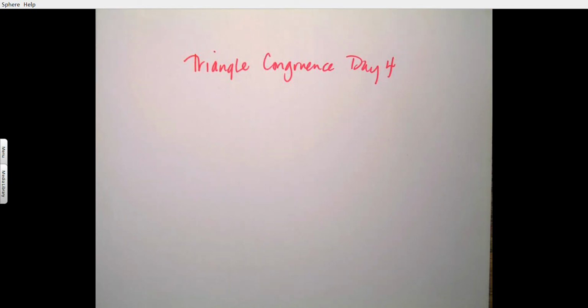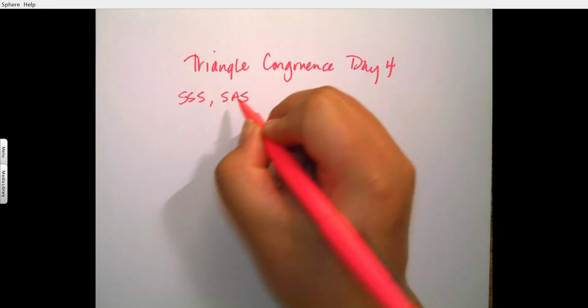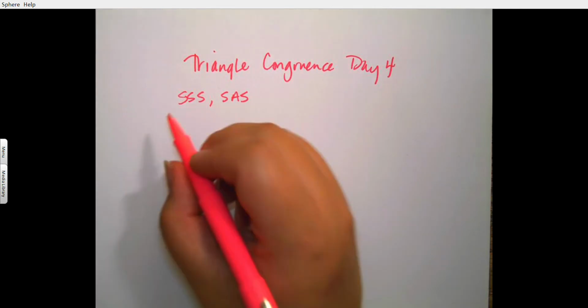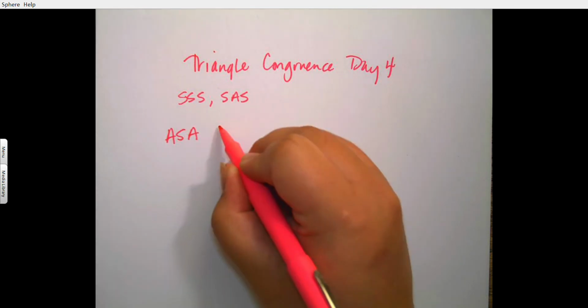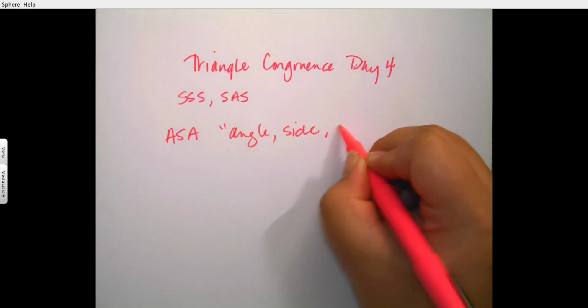Okay, so here we go, triangle congruence day 4. Again, I need to give you a little info before we start with the worksheet. Yesterday we were given side-side-side and side-angle-side, and how to determine if those create a congruent triangle. Today we get 2 more, which is ASA, which is really read angle, side, angle.